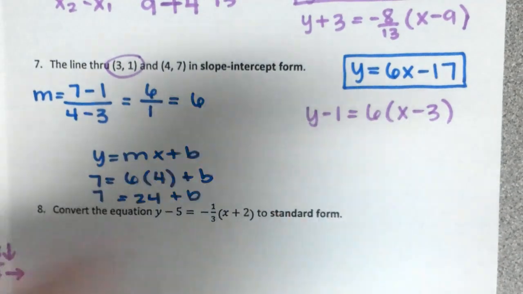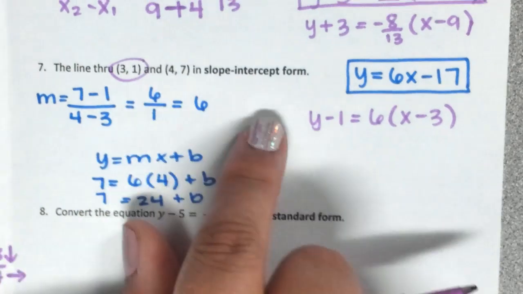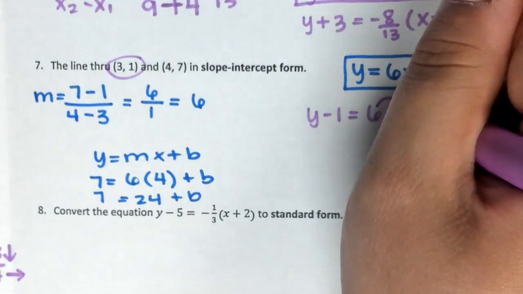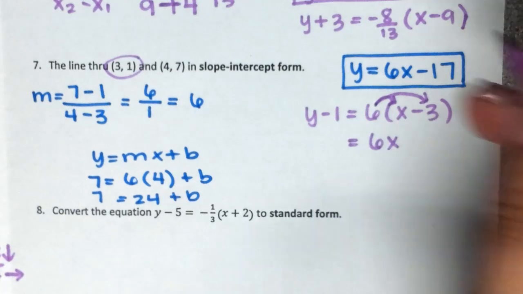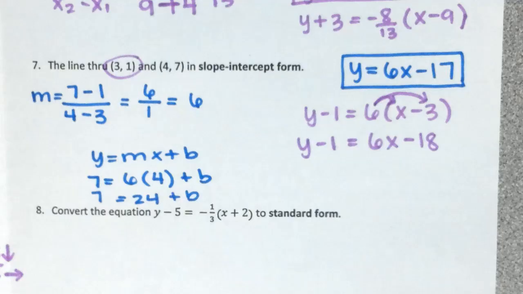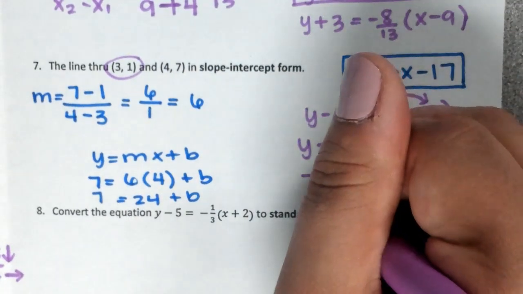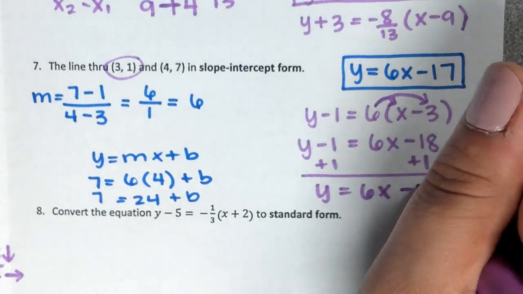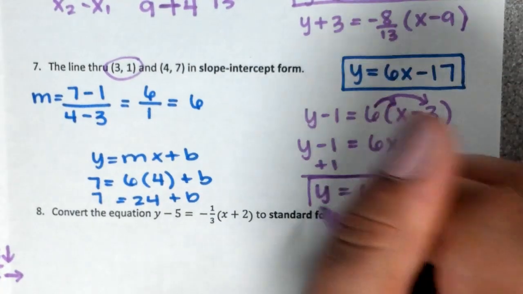Could I get y by itself here? How? I can add 1. Before I do that, are y'all okay with me distributing? So what is 6 times x? 6x. What is 6 times -3? And how do I get y by itself? Do you see how we get the same thing? We get the same thing that we got yesterday.